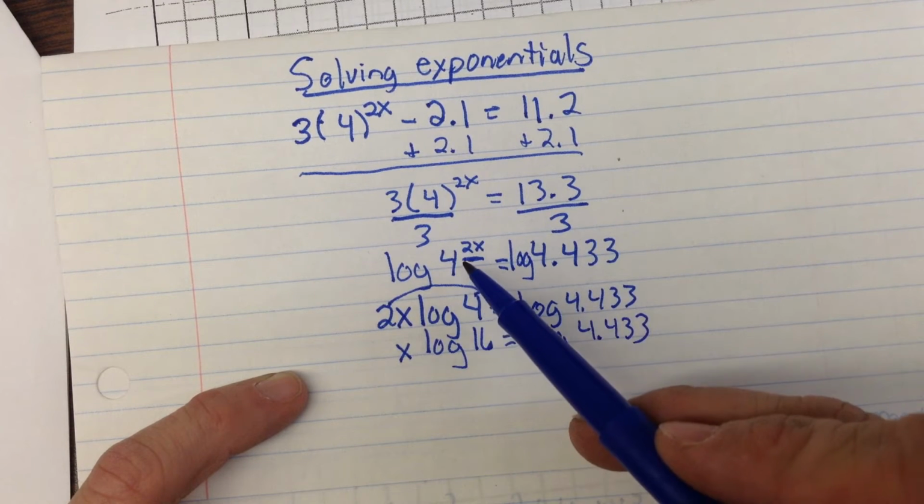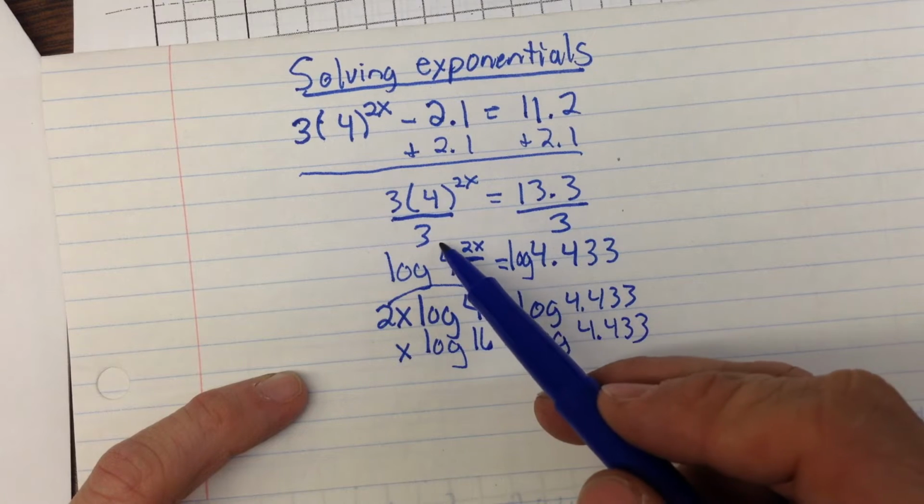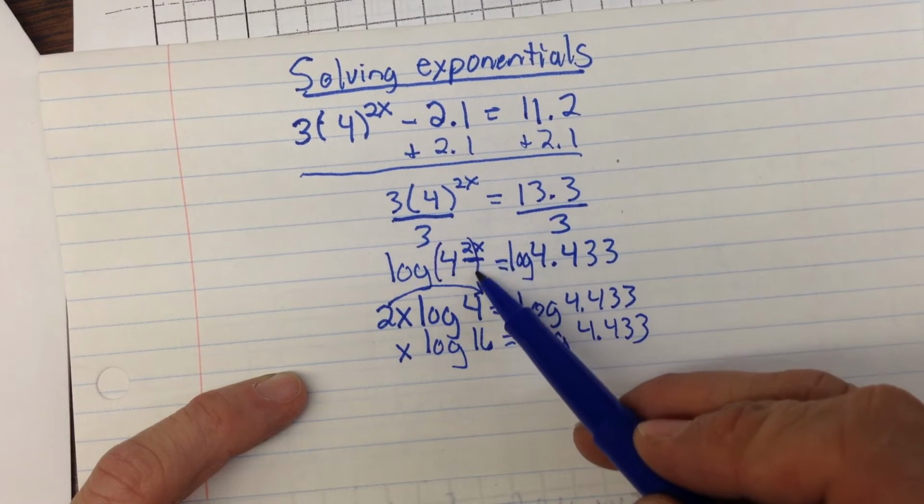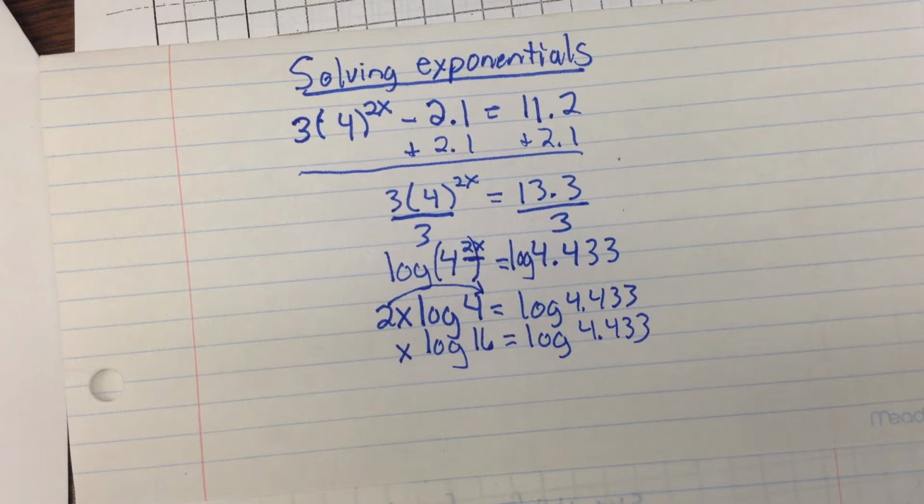Ideally right here, you would have noticed that we could just write that as 4 to the second power. We could have made that 16 to the x right away. It would have saved us this step. But if you didn't, there it is. And if you leave the 2x out there, it's not a big deal. It's just kind of uglier.